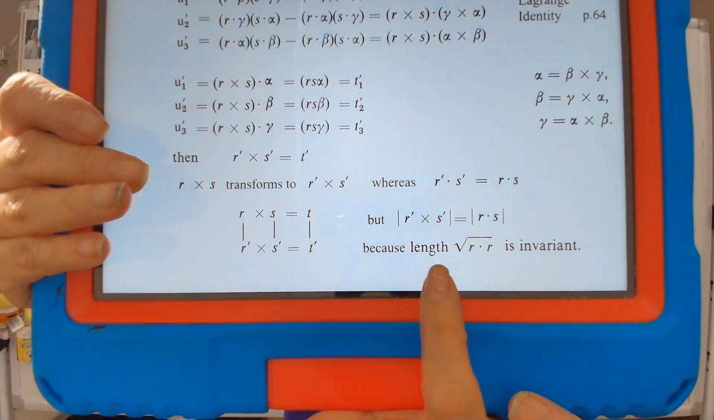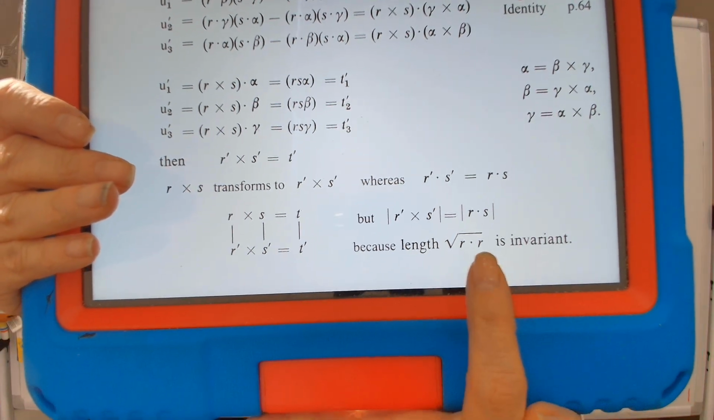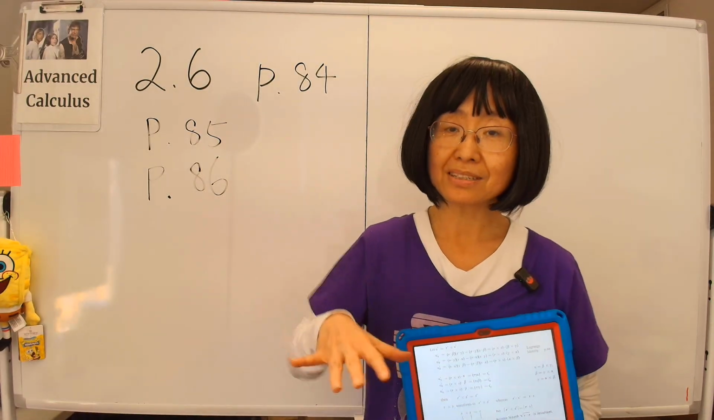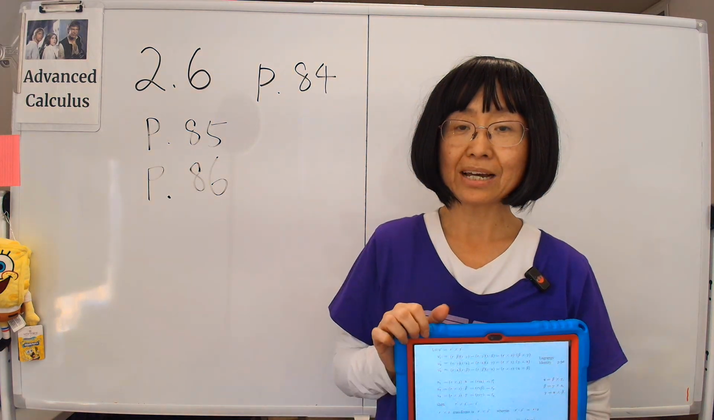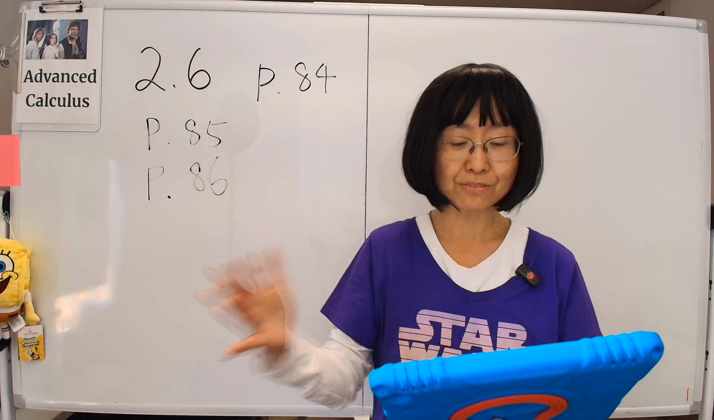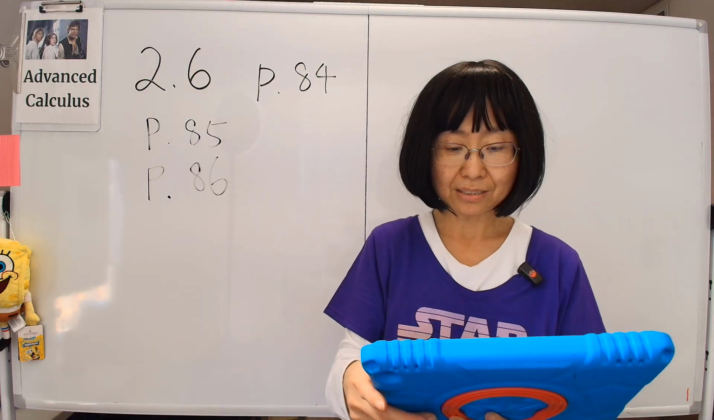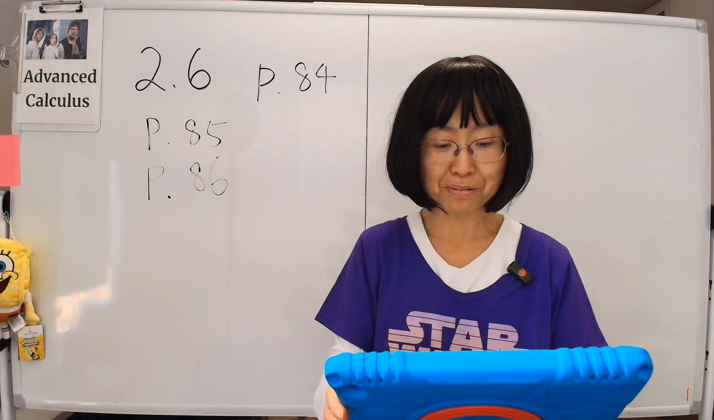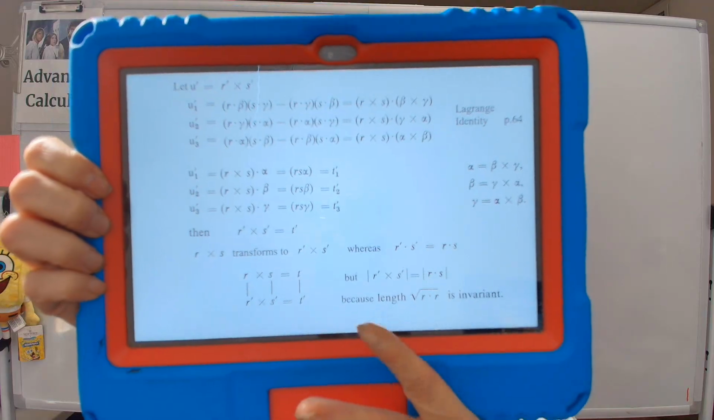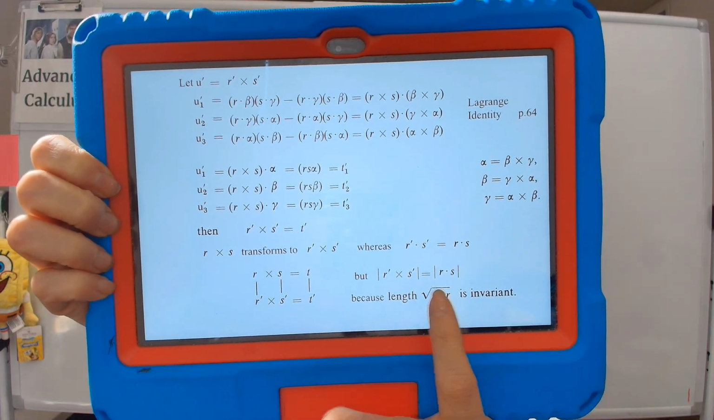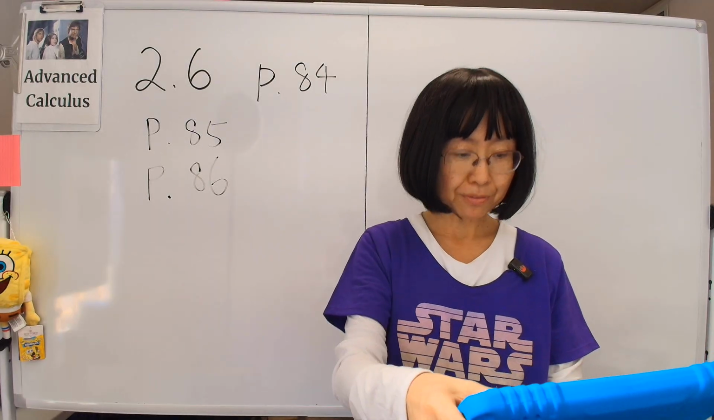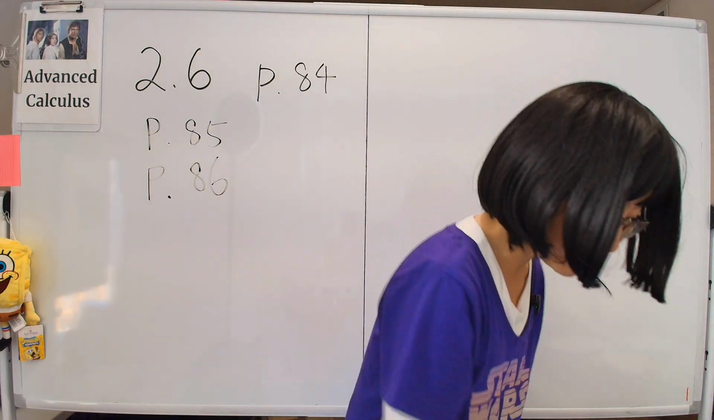The reason is because during transformation, the length, as we learned in the last proof, is invariant. So the vector, once it goes through a transformation, keeps its magnitude. That's why, if you slap absolute value around the cross products, then they are equal, and that is going to be important during quite a few homework problems. So remember, the magnitude of R prime cross S prime will be equal to R cross S because one is transformed from the other. And with that, I think that is the end of this section.